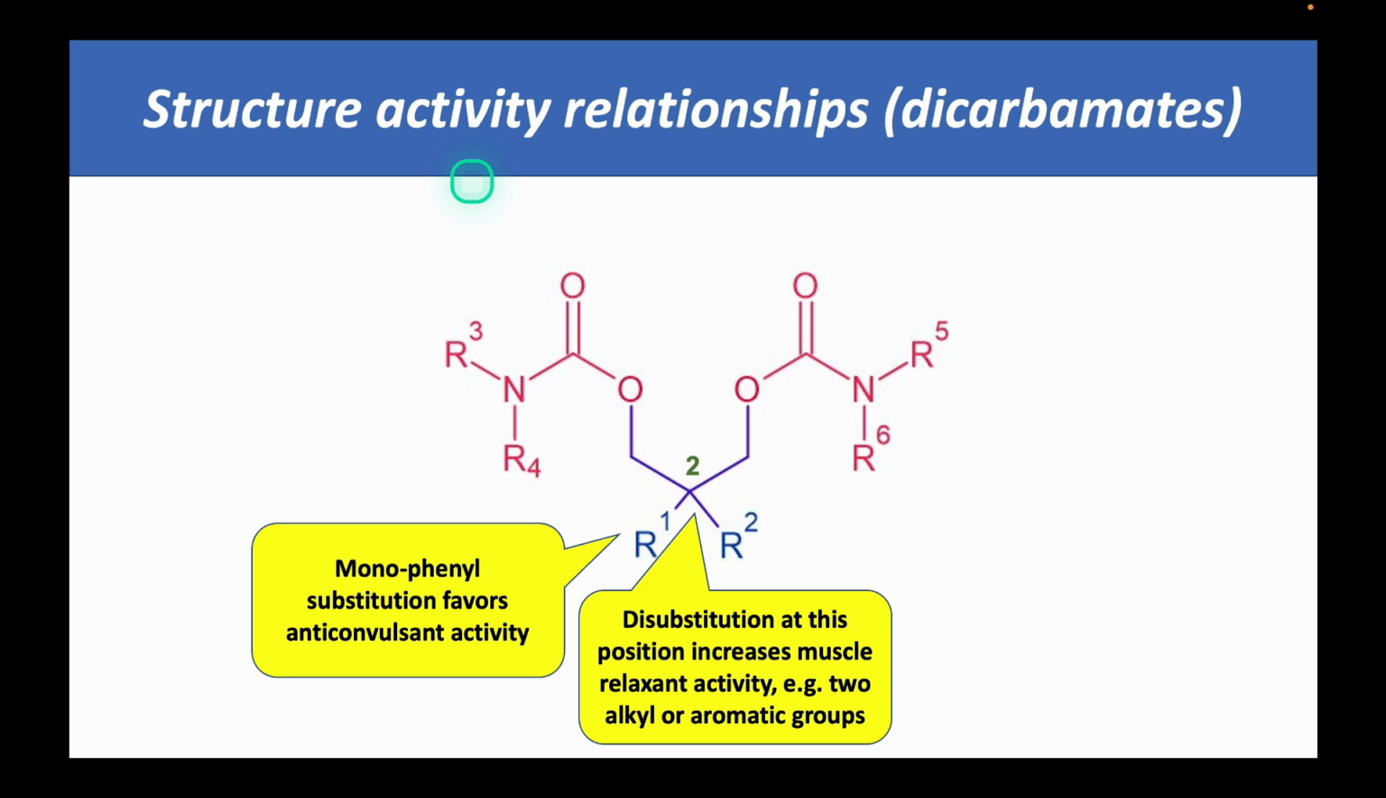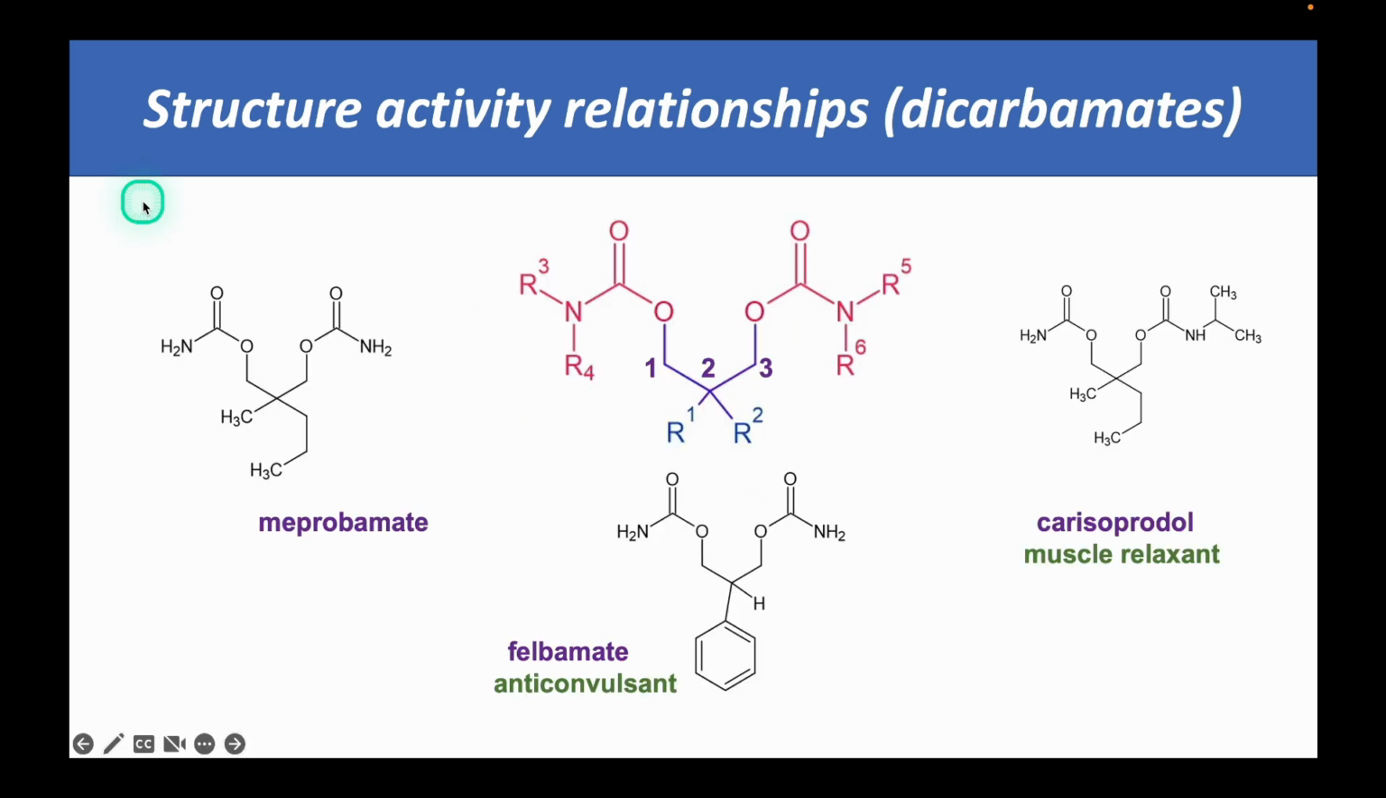We can divide carbamates into dicarbamates and monocarbamates. For dicarbamates, the substitution at carbon-2 by alkyl or aromatic groups in the monosubstitution, especially with the phenyl group, favors anticonvulsant activity. Here the mentioned relationships are illustrated. Examples of disubstitution at carbon-2 are meprobamate and its derivative, carisoprodol. On the other hand, monosubstitution with the phenyl group generates Felbamate.